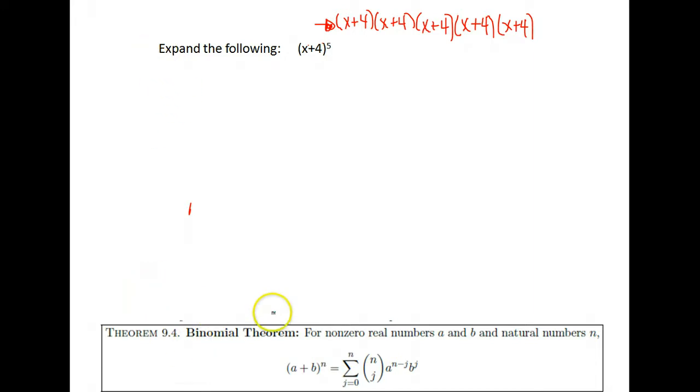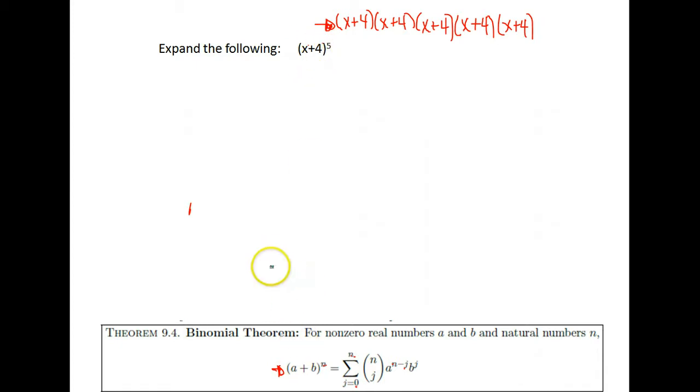Okay, so the binomial theorem says when I have a binomial, a + b to a power, we do the summation. Remember, this means we're adding together each term from 0 until we get to our power. So we start with j being 0 and go up until we get to the exponent we were using. I'm going to use this as an example up here: (x + 4)^5.